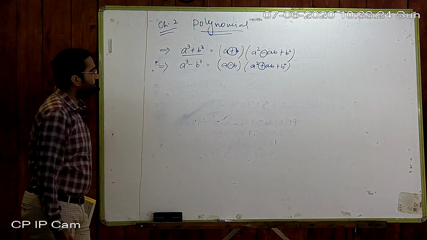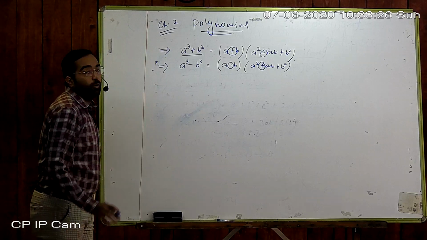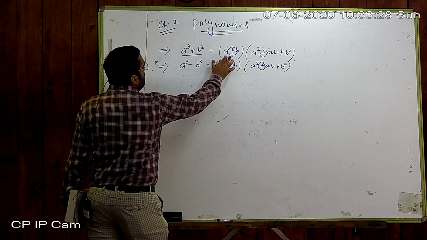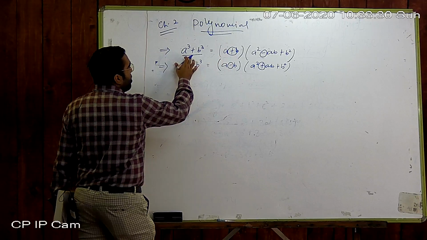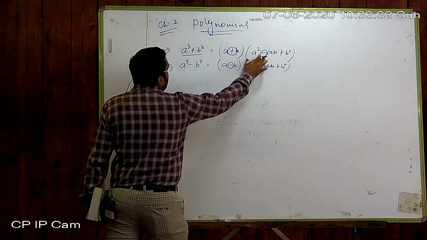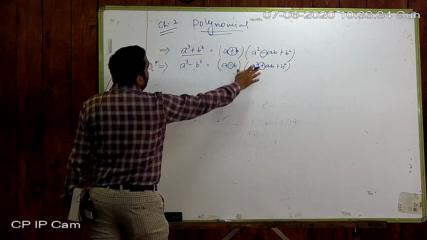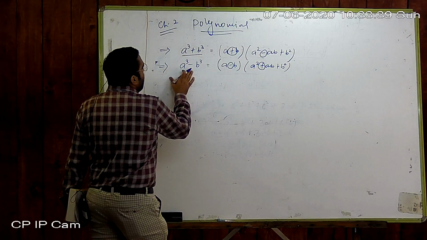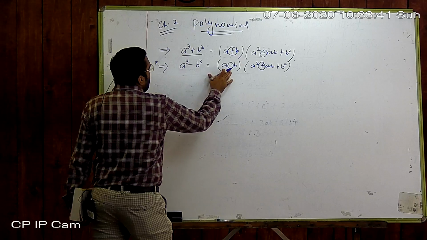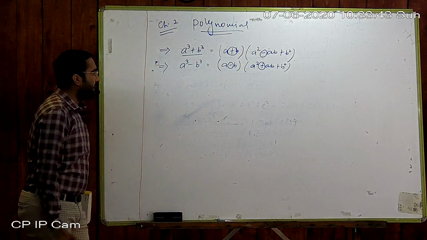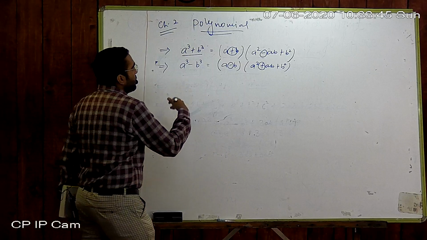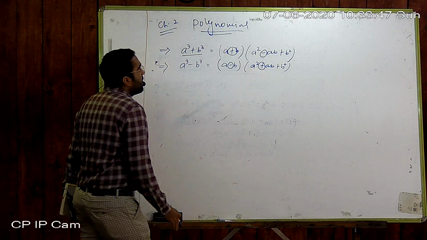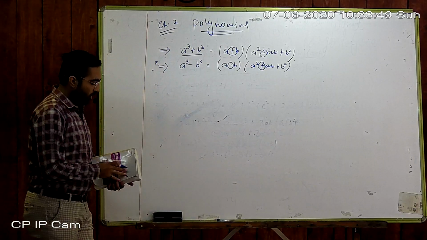If you want to take plus in the first bracket in a cube plus b cube, then you must take minus sign in the second bracket as the first sign, and in a cube minus b cube, then you have to take minus as the first in the first bracket, then you must take plus sign in the second bracket.